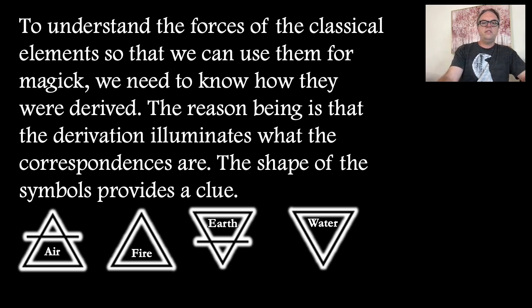The next thing to understand is how these classical elements were derived, because I talked about Plato in the beginning, and I talked about Aristotle. These symbols were invented by alchemists in the Middle Ages. We need to untangle all this, and this is very important, because the derivation of the classical elements is the key to understanding the correspondence that they embody. That is, it's the key to understanding what force in nature each classical element represents.